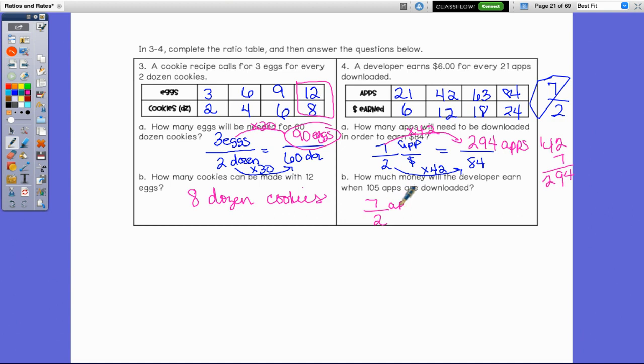How much money will be earned when 105 apps are downloaded? Well, we can use the exact same formula here. Equals 105. What do I do to 7 to get to 105? Well, 7 goes into 10 one time, so times 1, that's a 3. 7 goes into 35 5 times, so I'm going to multiply by 15, and 2 times 15 gives me $30, and that's how much you earn.